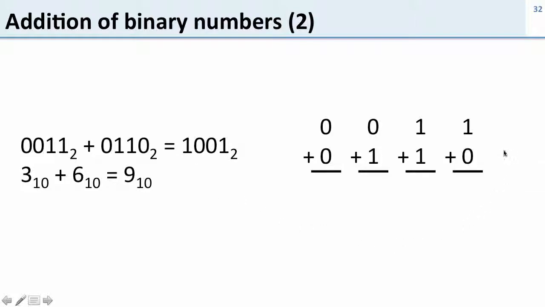So let's go ahead and do the math. Start out with 1 plus 0, we get 1. We have no carry out of that. So our next one is going to be 1 plus 1. Now when we add 1 and 1 together, we get 1 0.